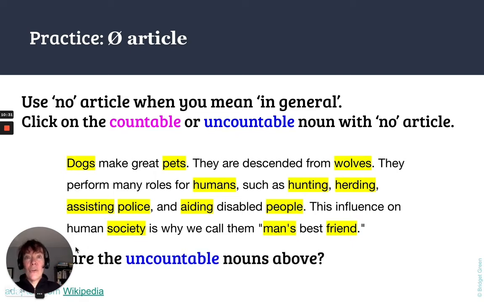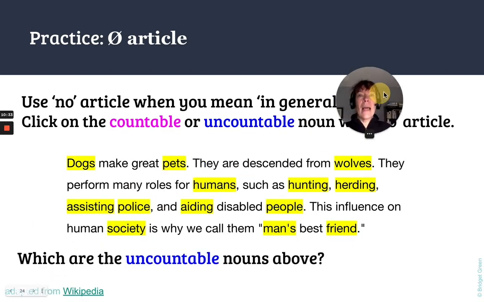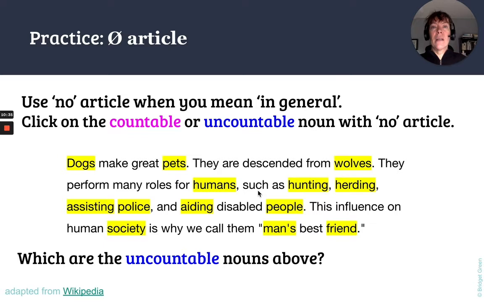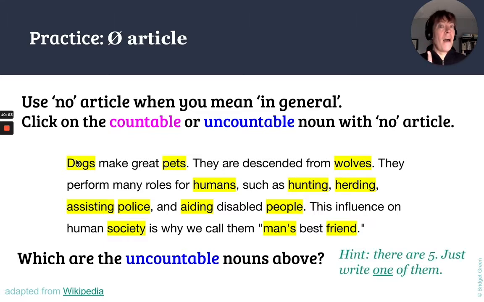Now I'm going to ask you to do another thing. Let's go back and look at this, and let's find some uncountable nouns. You will know that dogs, 1 dog, 2 dogs, 3 dogs, is countable. Go and look through these and find any nouns that are uncountable. Here's a hint. There are 5 of them, but you only have to write one of them. Any one is correct. Good luck.